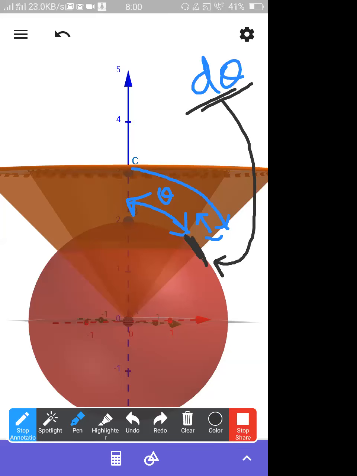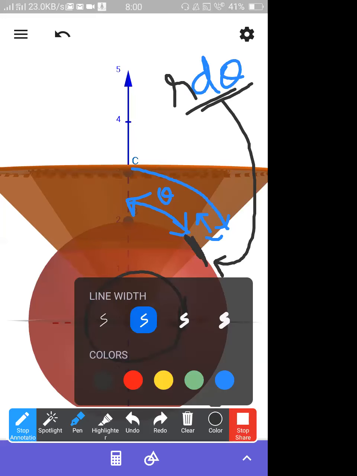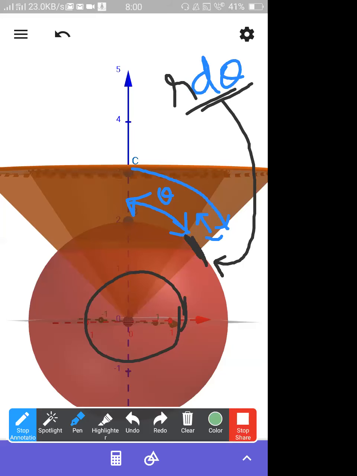But it also depends on r. What does that mean, sir? Instead of this sphere, if I have taken a sphere like this, what would have been my arc length? This will be my arc length. Instead of a bigger sphere, if I have taken a smaller sphere, my arc length will be lesser only.